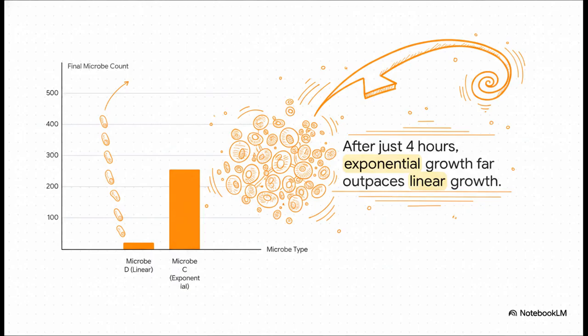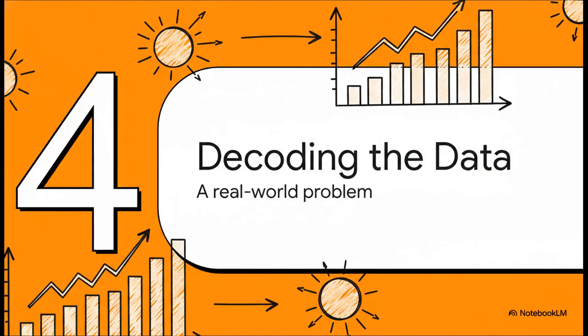This is exactly why it's so important to get a handle on exponential growth. It can lead to absolutely massive changes really, really fast. So that microbe race was a pretty awesome way to see the raw power of these two different kinds of growth.